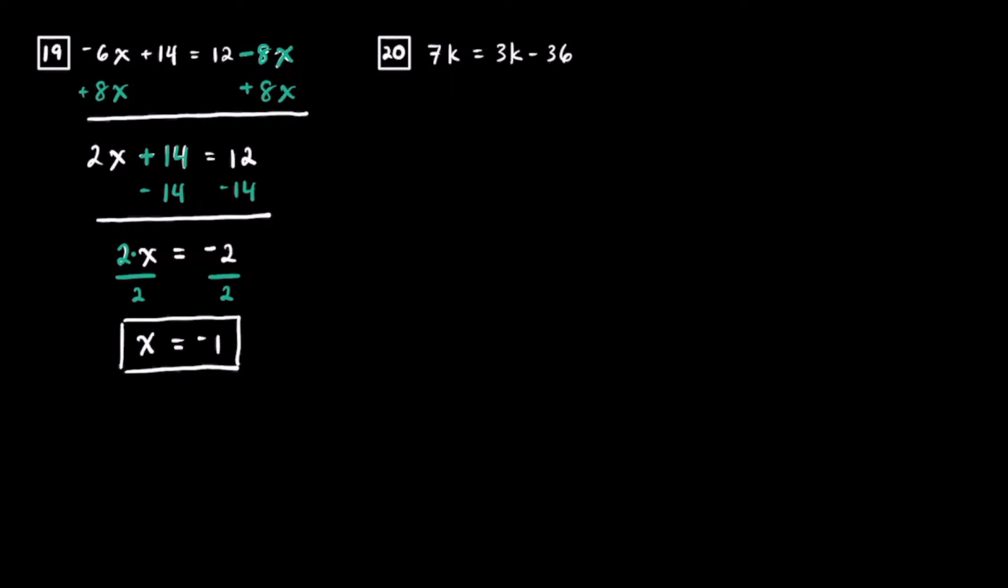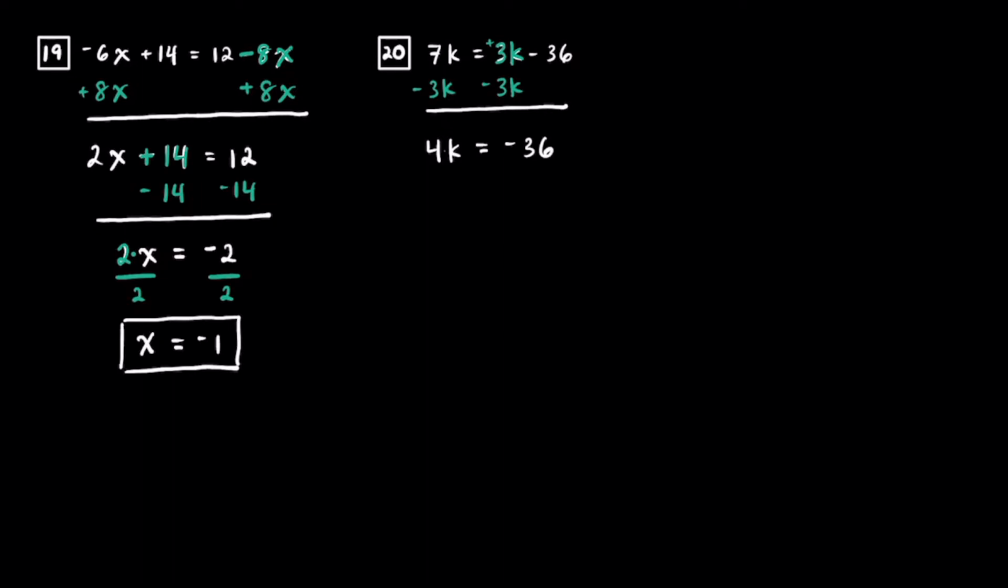For question 20, we have 7k is equal to 3k minus 36. So let's go ahead and move the variables to the left side again. So we have this positive 3k. Again, it's a positive because you don't see a sign. Let's go ahead and subtract 3k from the right and subtract 3k from the left. If we go ahead and do so, that 7k minus 3k is going to equal 4k. And on the right side, we have this negative 36. Don't forget that minus sign.